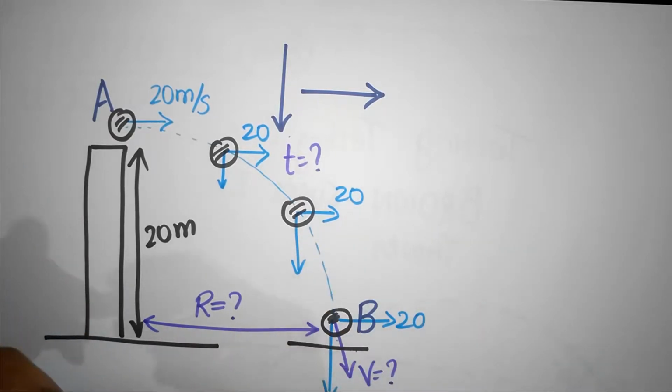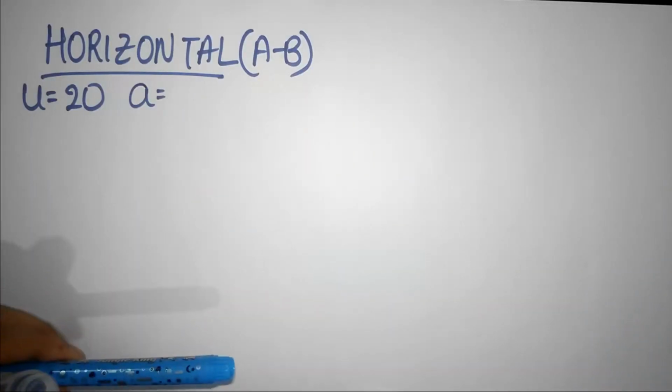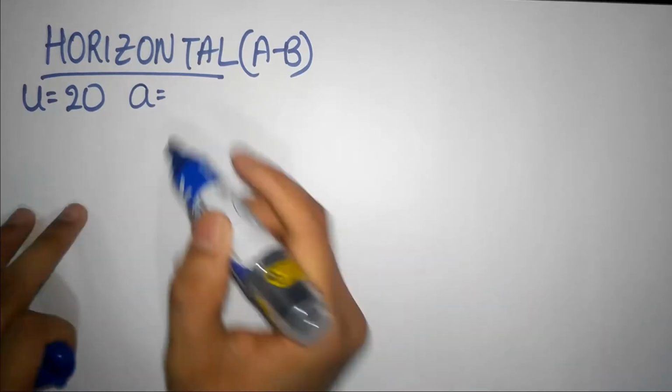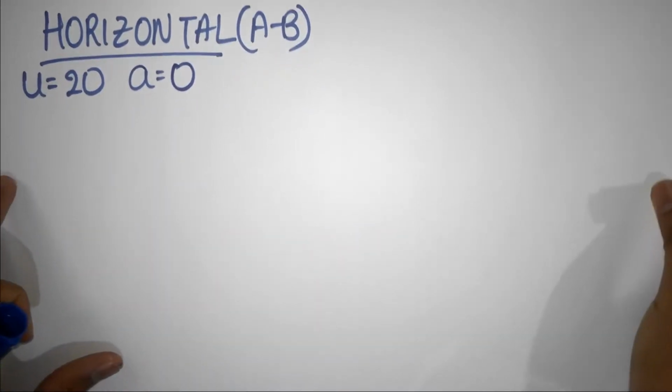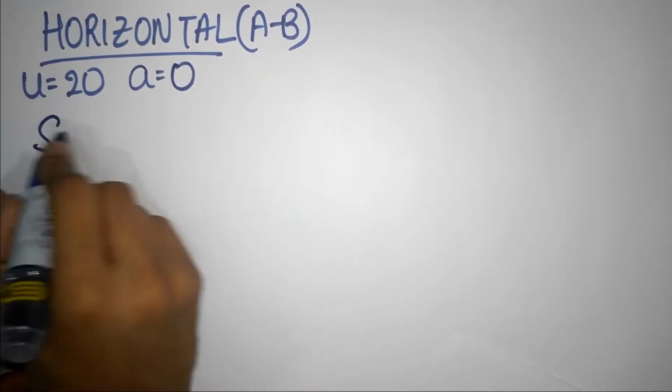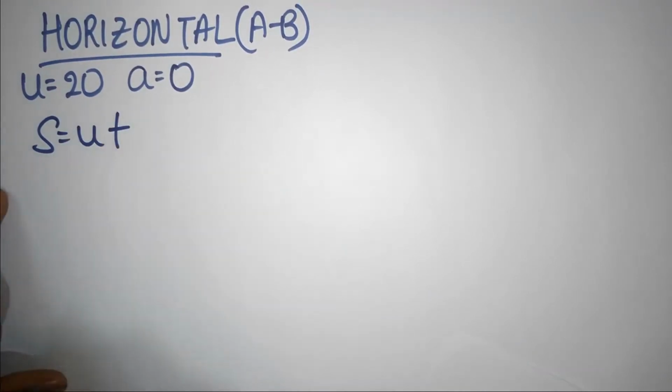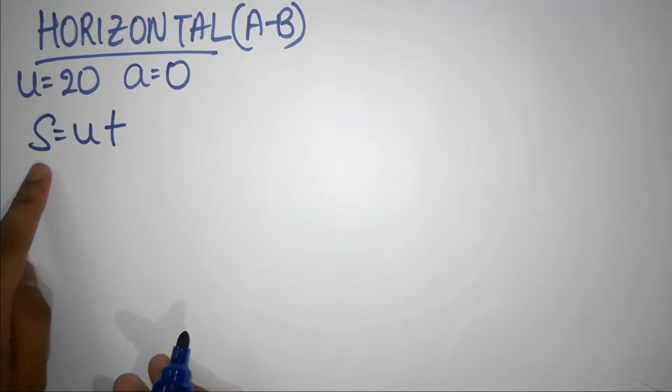It's uniform motion. And therefore, we have only one equation. So this acceleration is 0. So we have only one equation in the horizontal. And that is S equals ut. Well, we don't know what S is. That's the displacement.